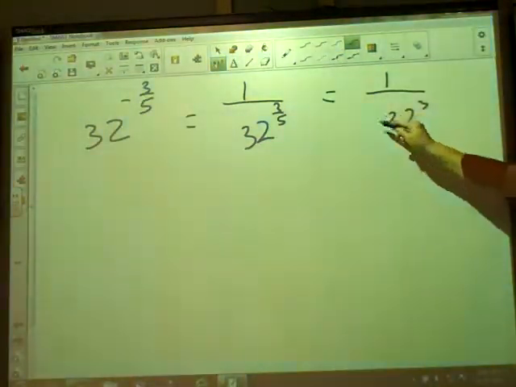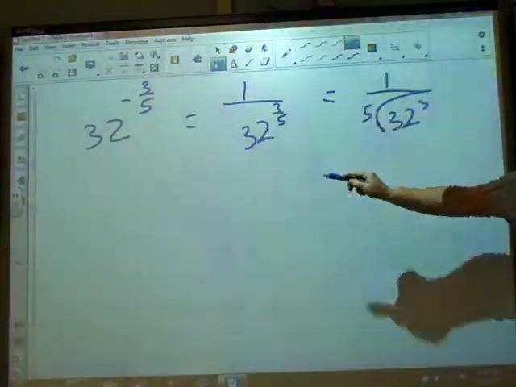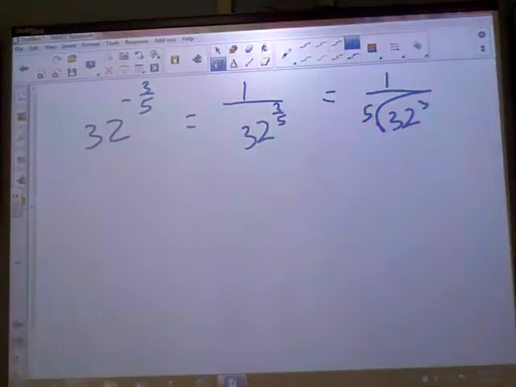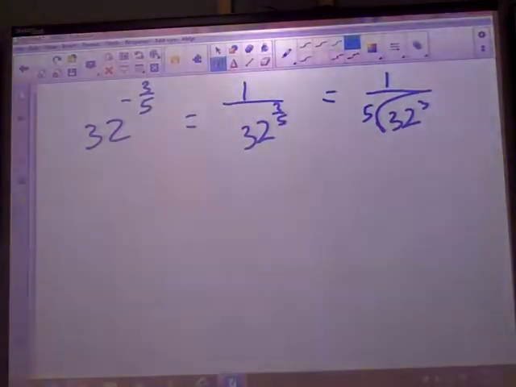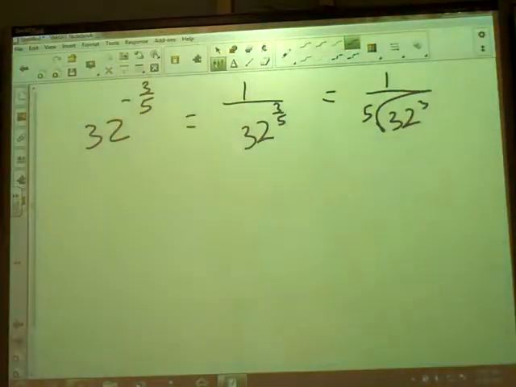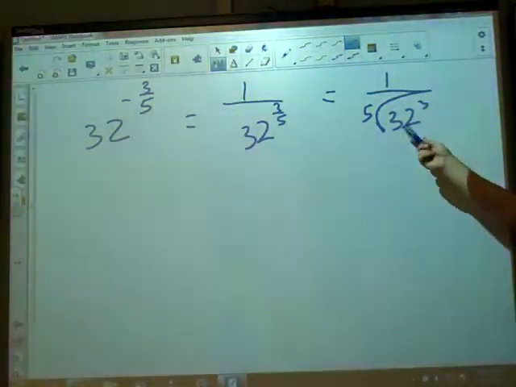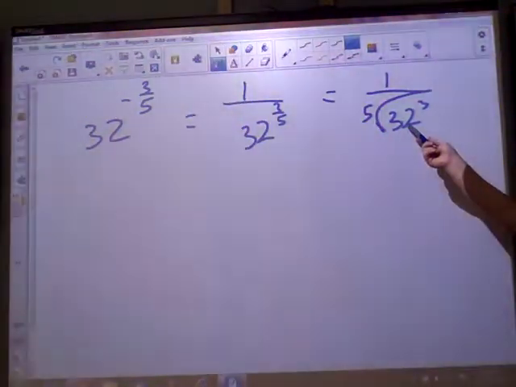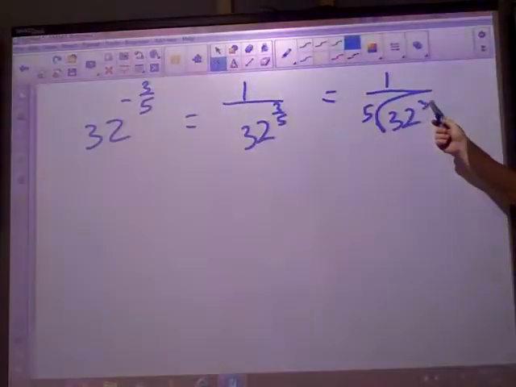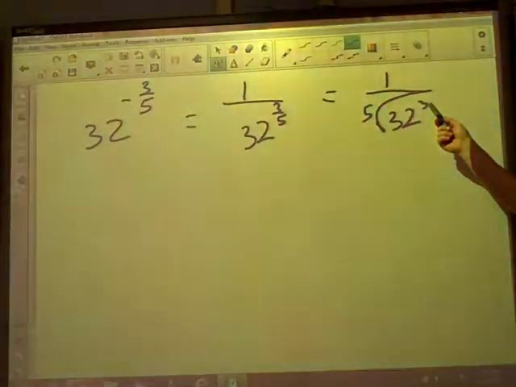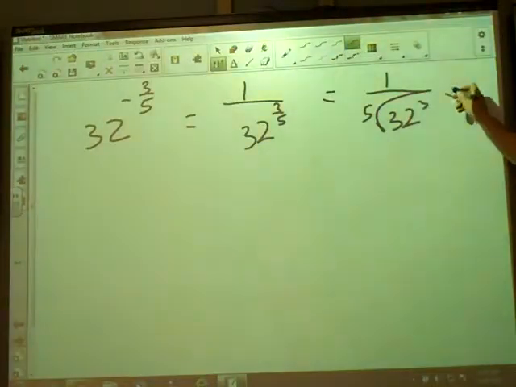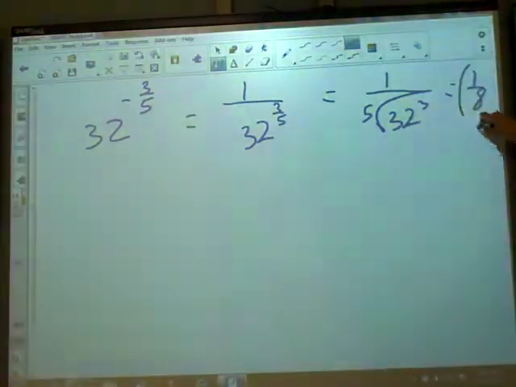Power over root, we know what the 5th root of 32 is. I've said it once already today. 2 times 2 is 4, times 2 is 8, times 2 is 16, times 2 is 32. So the 5th root of 32 is 2, right? Then what's 2 cubed? 2 times 2 is 4, times 2 is 8. So this is the same as 1/8. That's the answer right there.